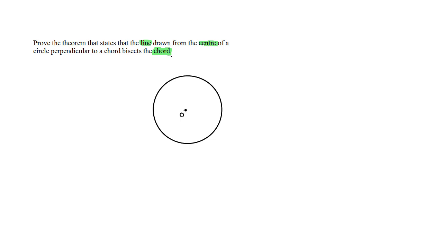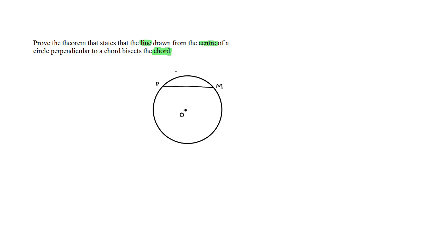The next thing that I want to construct is a chord. And a chord, remember, is just a line connecting any 2 points on the circumference of the circle, which means that I'm not restricted as to where I can put the chord. I can put it anywhere I like. So what if I construct a chord over here, like that, and I call this chord PM? Then I have the second part of my theorem.